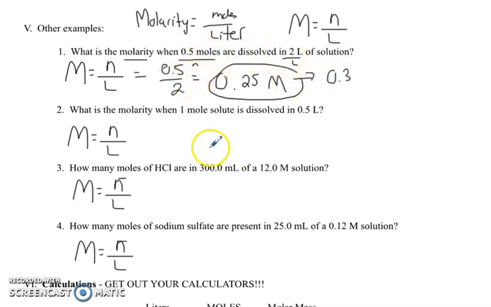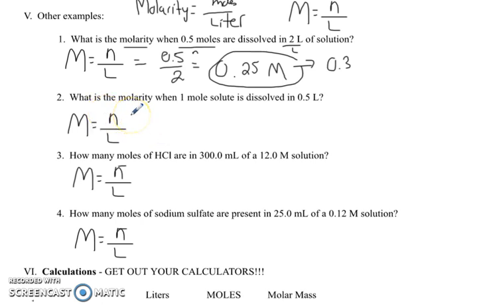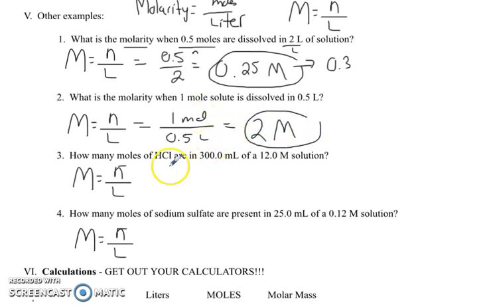Number 2, what is the molarity when 1 mole of solute is dissolved in 0.5 liters? So 1 mole per only half a liter. So 1 divided by a half, do your mental math or pull out your calculator, that will actually give you a 2 molar. This one is going to be a lot more concentrated.